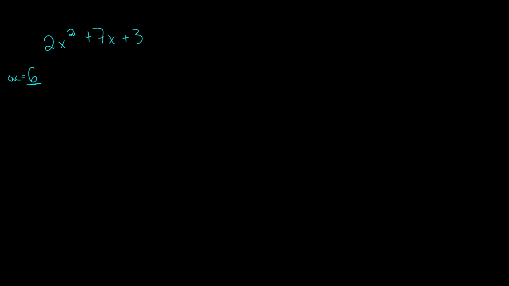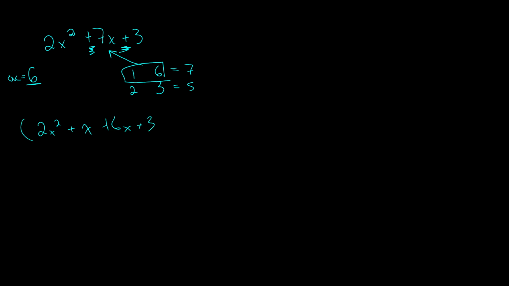So all my factors of 6. Well, this is positive, so I'm only going to worry about the positive ones. So that's 1 and 6, and 2 and 3. And I need the ones that add up to 7. And so that are these. So I'm going to replace the 7x with that. So I get 2x squared plus x, right, 1x, plus 6x plus 3.